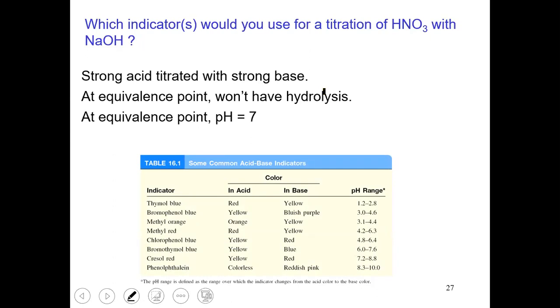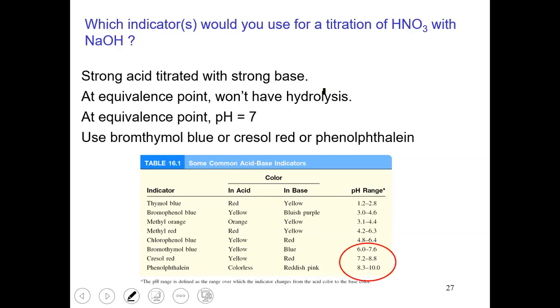So I would say any one of these last 3 here might work. Bromothymol blue is a little bit sketchy, but cresol red and phenolphthalein definitely would work because they're going to change colors right around where the equivalence point is going to happen, which is pH 7. So any one of these 3: bromothymol blue, or cresol red, or phenolphthalein. And of course, you have used phenolphthalein extensively. That's the one we typically use, right? Okay, let's try another one.